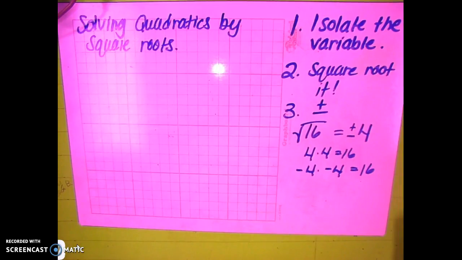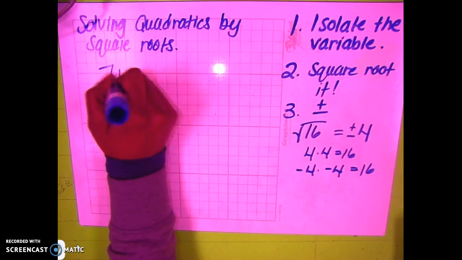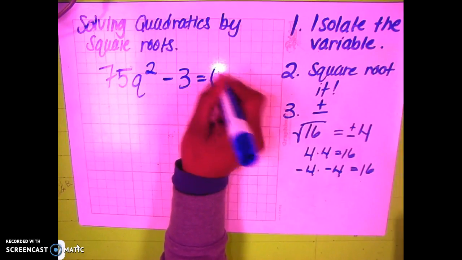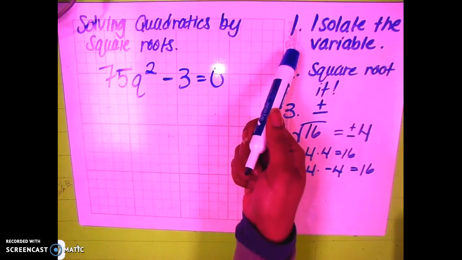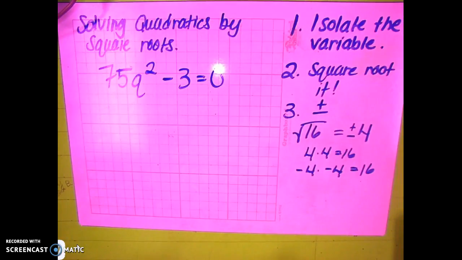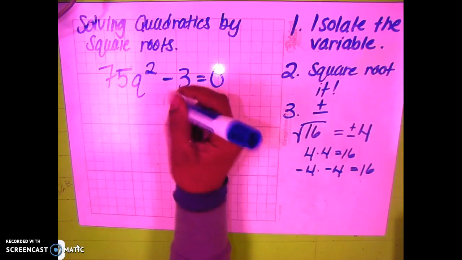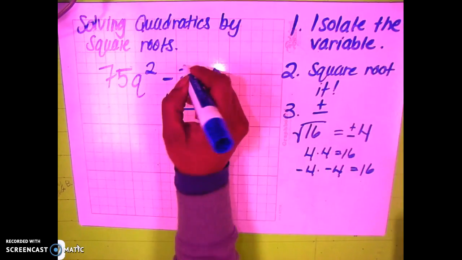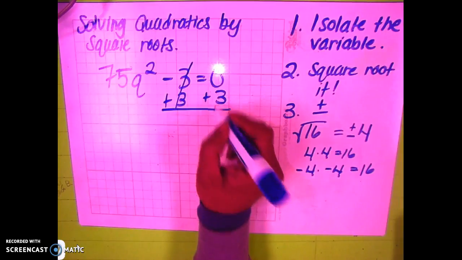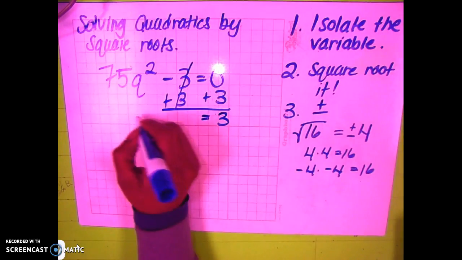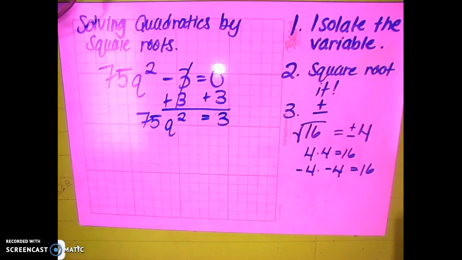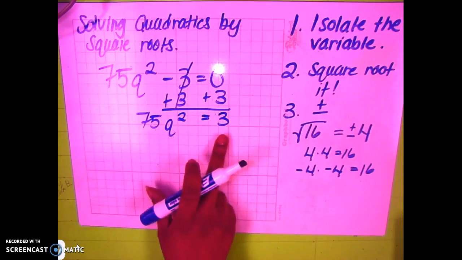Alright, the next example, 75q squared minus 3 equals 0. Our first step is to isolate the variable. So we're going to use inverse operations to isolate the variable. The first thing I'm going to do is add 3 to both sides. These 3's will cancel out. 0 plus 3 is 3. And then I still have 75q squared over here. Next I need to divide both sides by 75.